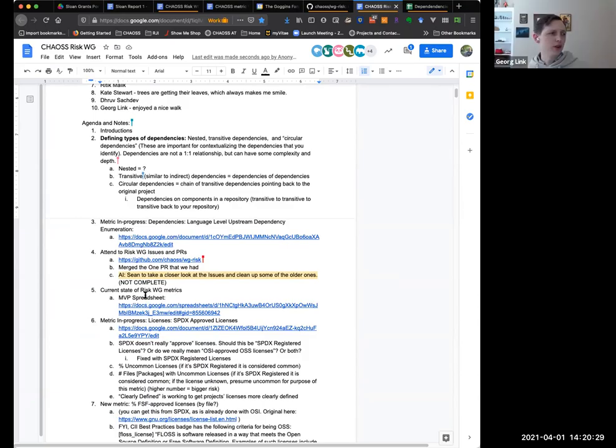Before we move on, I really like how we have the definitions of type of dependencies here. Can we write one in for nested? Right now we just have the question mark here.